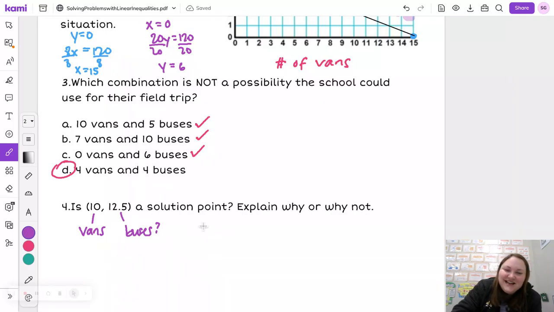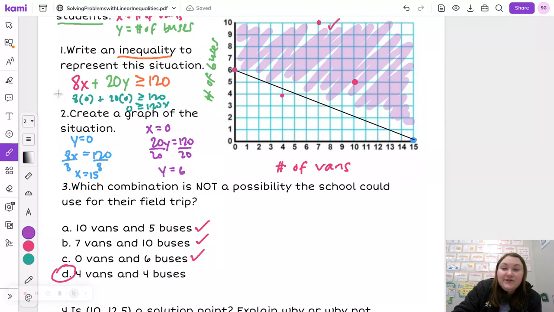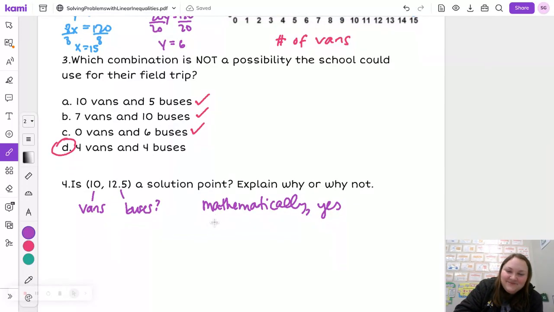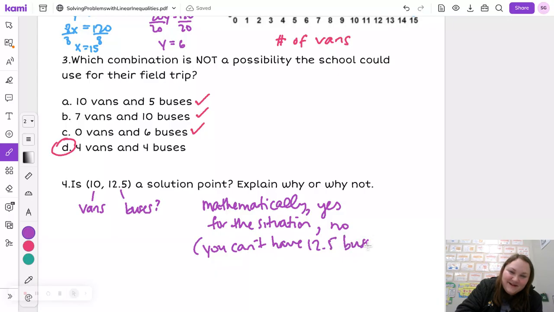So in this situation, I might say mathematically, yes, it is a solution. If you were to substitute these numbers into your inequality, you would have something that's greater than 120. The math does work. But in the story, or maybe I say for the situation, my answer would be no. And the reason is you can't have 12.5 buses. That does not make sense in this story.